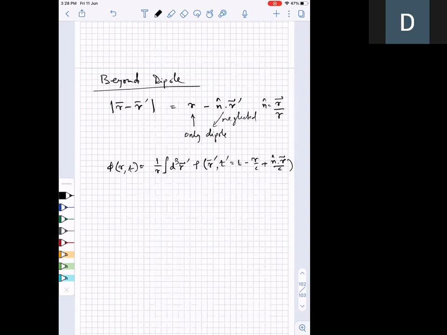Also, for the vector potential, a similar thing will be approximated as d cubed R prime, then 1 by C J of R prime.